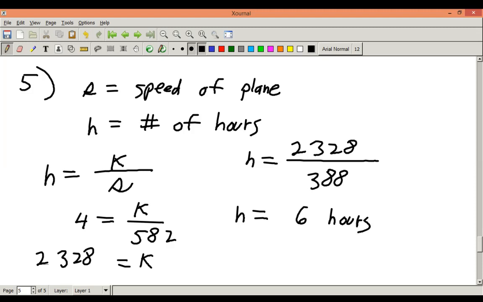Okay, there you go. So two examples of inverse variation, 2 examples of direct variation. Go ahead and work those 2 assignments. And tomorrow we'll have a different video for other types of variation problems. Okay, good luck.